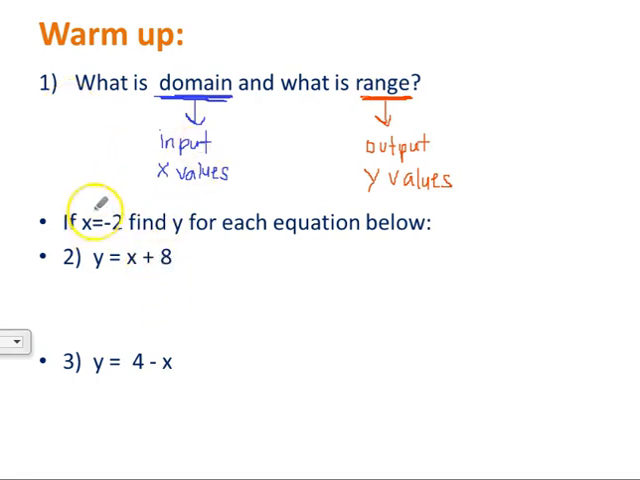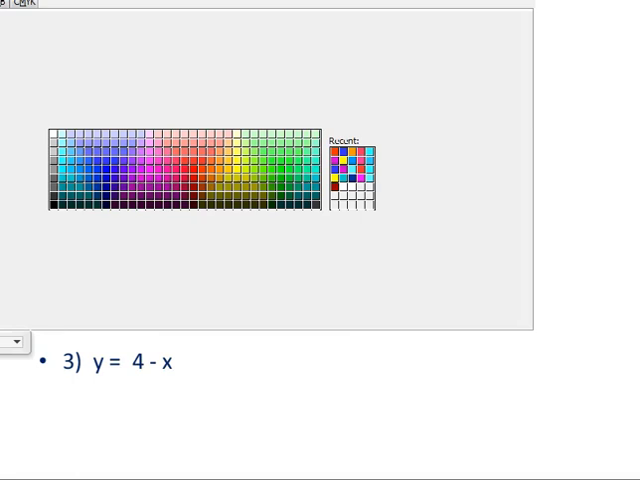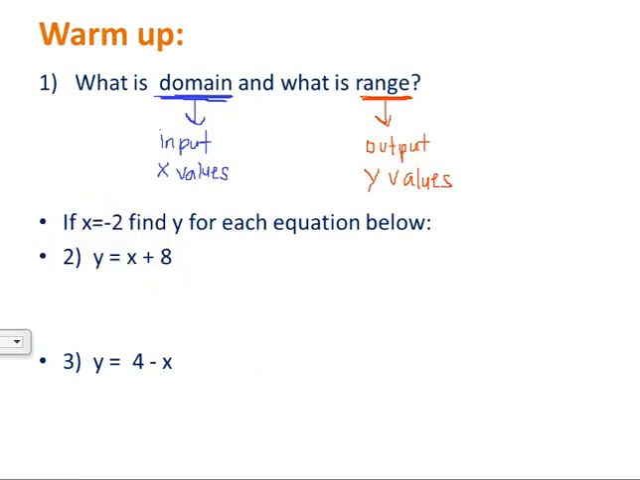All right, so if x equals -2, we're going to plug -2 into our equations and solve for y. The first equation is y equals x plus 8. I plug in -2 for x and solve. What is -2 plus 8? It is 6. So when x equals -2 in this equation, y equals 6. Here x equals -2 is our input, and our output is 6.